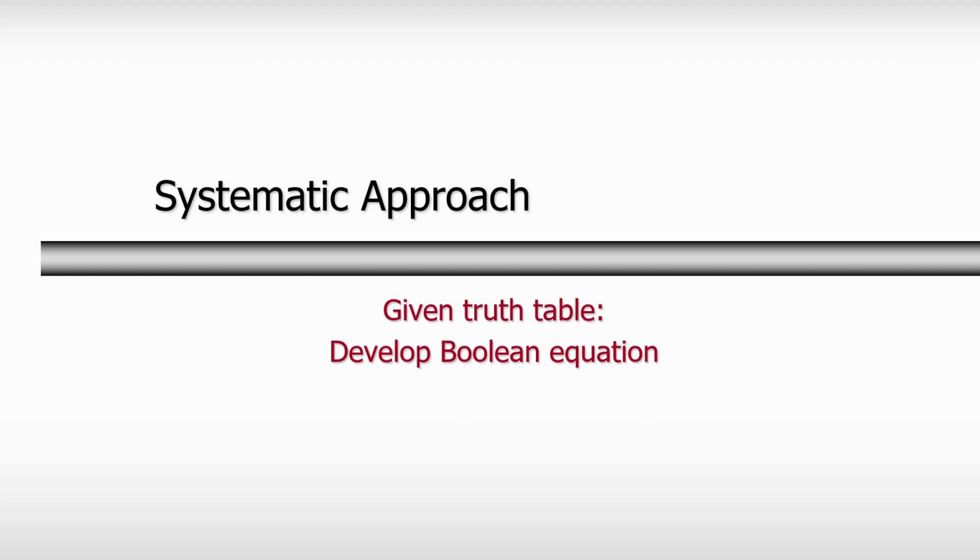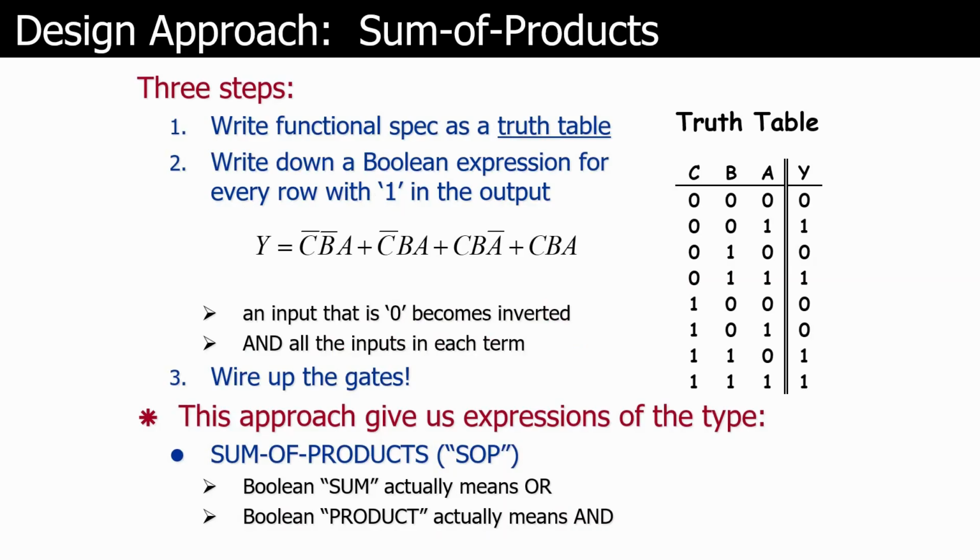Let's look at how we go the other way around, developing a Boolean equation from a truth table, because what we've seen already is how to develop a truth table based on some kind of text interpretation, but we'll go backwards and see what we can do once we have a truth table. The approach is called sum of products. We start out with a truth table, and we look at each of the outputs where the output is 1, and then we look at the corresponding inputs. So for this one, we would say, okay, we have not C and not B and A.